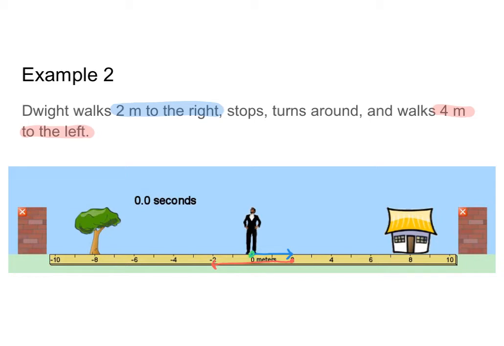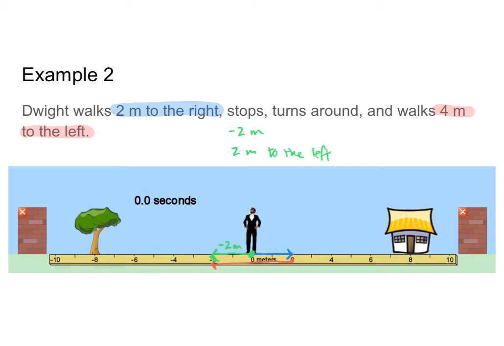And then I'm going to see where I am in relation to where I started and draw my resultant vector. So I started at 0, and I ended up at -2. And the way I know how to draw the direction of this vector is by starting where I started my first vector and ending where I ended my last vector. And so this vector is -2 meters. So Dwight's final position is -2 meters, or a little bit more clearly, 2 meters to the left.